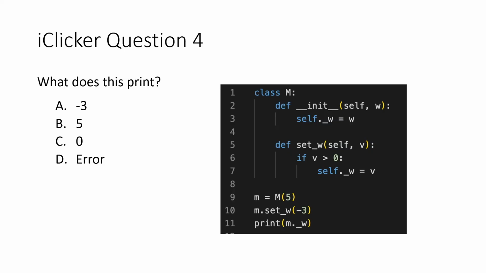So we have this class M with these two methods, and we want to see what this prints. This is your setter here, where you actually can write, right?